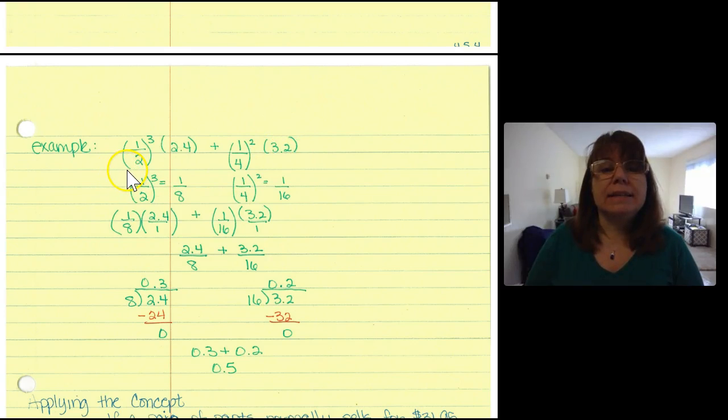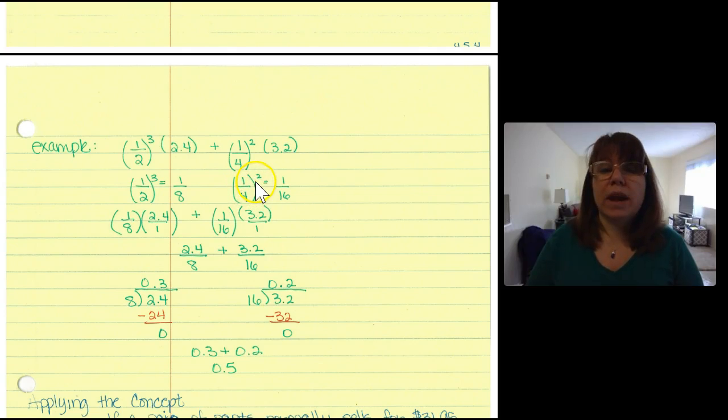I can work with my fraction and its exponent first. I don't have to convert it first. I can work with 1/2 cubed. 1/2 cubed is going to be 1/2 times 1/2 times 1/2. 1 times 1 times 1 is 1. 2 times 2 times 2 is 8. So 1/2 cubed equals 1/8.